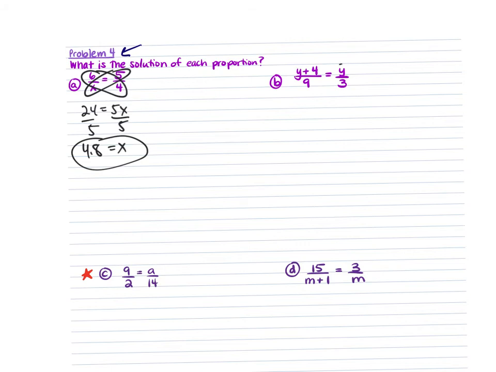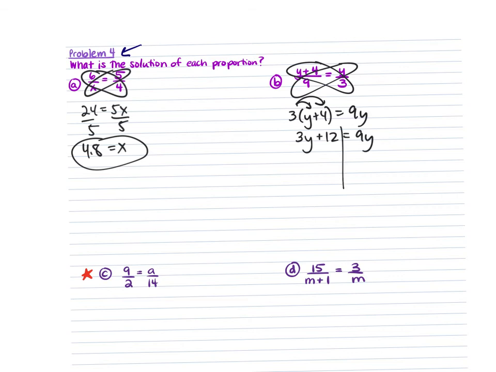Okay, and then a little trickier with algebra. Here, this is 3 times y plus 4, so you have to put it in parentheses, and this is 9y. Then you distribute: 3y plus 12 equals 9y. Then you have to get your y's on the same side, so subtract your 3y. This is just algebra. So y is 2.